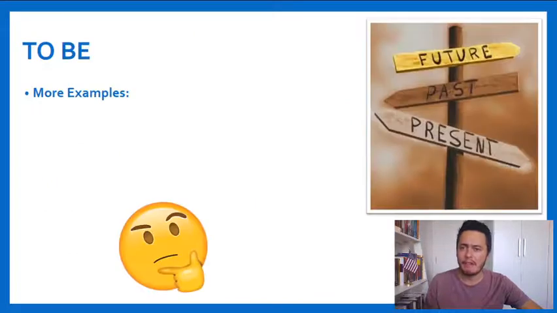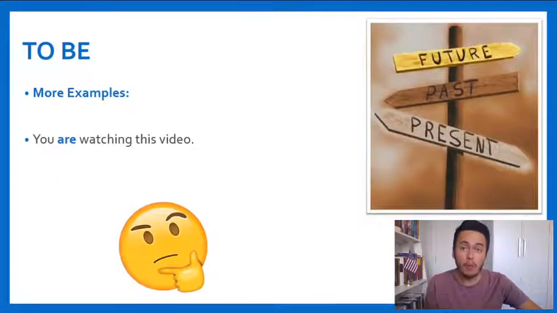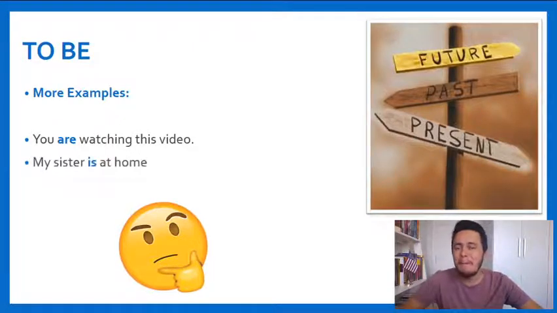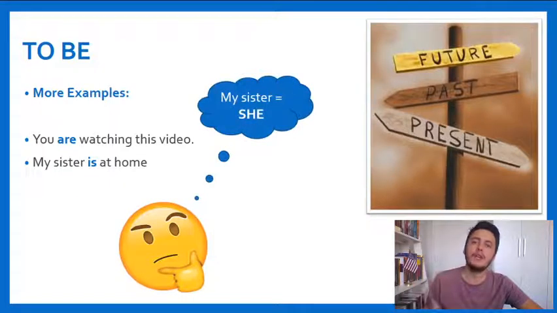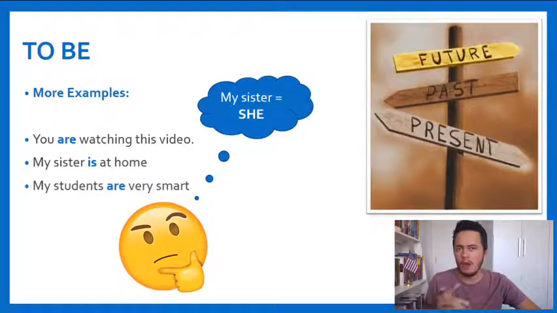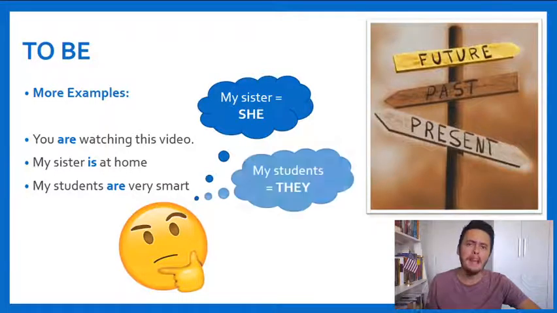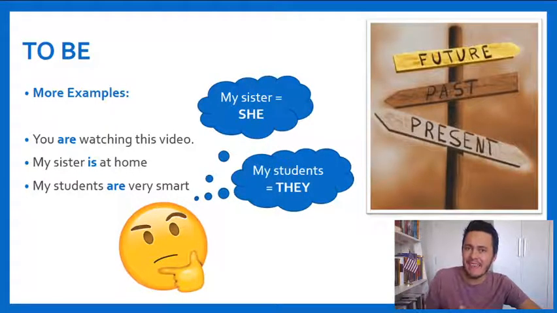Here we have you are watching this video. That's what you are doing. All right. My sister is at home. Now, my sister equals she. My sister, she. She is, my sister is. Okay? Also here, my students are very smart. Okay, so my students equals they are, my students are.